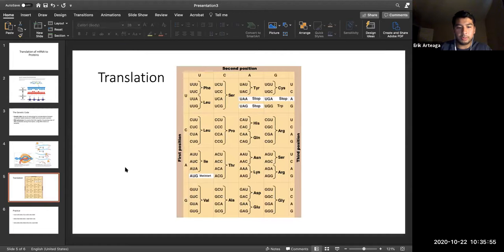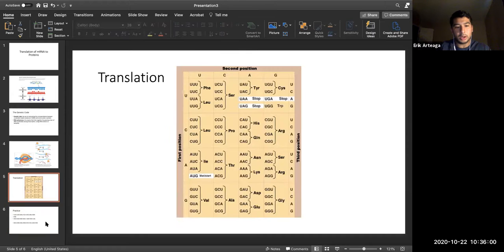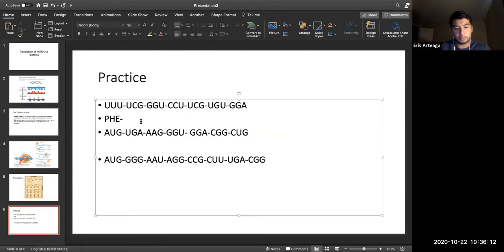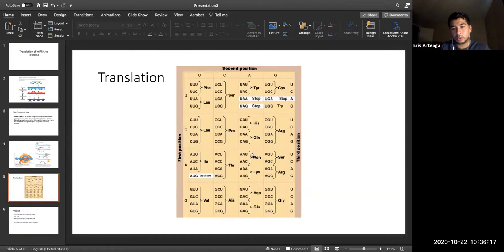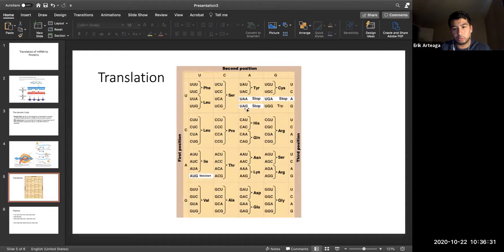So UUU will give you phenylalanine, so you can write PHE. What else? UCG. So we can look here: U, C, and then G. UCG is serine. Okay, GGU. GGU is glycine. All right, CCU. Proline.